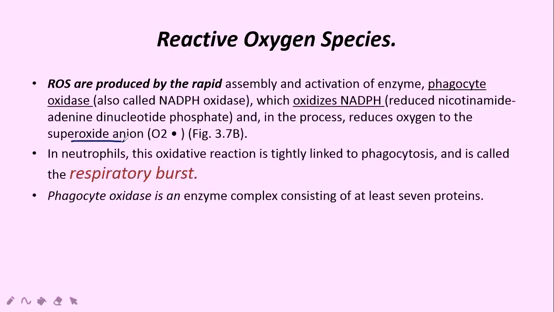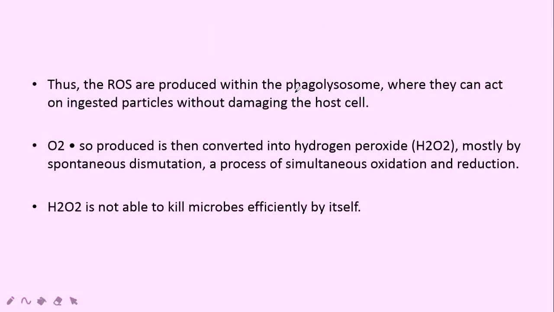Now, this is the main culprit. In neutrophils, this oxidative reaction is linked to phagocytosis, and it is also known as respiratory burst. Phagocyte oxidase is an enzyme complex of at least 7 proteins. ROS are produced within the phagolysosome, where they can act on the ingested particles without damaging the host cell. The superoxide anion is converted to hydrogen peroxide by spontaneous dismutation, but the hydrogen peroxide produced is not able to kill the microbes efficiently.